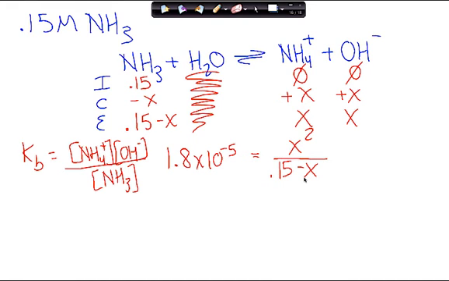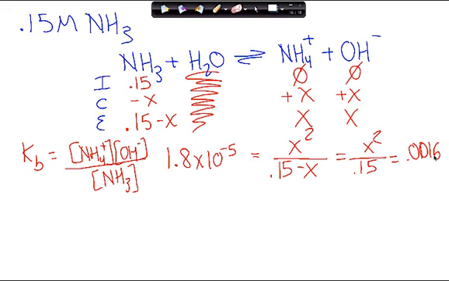Now, can we do the squiggly approximately equal to thing and get rid of the minus x? We can. How do we know? Because the Kb value is 10 to the negative fifth. That is small enough that the negative x is insignificant. So we end up with x squared all over 0.15. So we can go 1.8 times 10 to the negative fifth times 0.15 square root, and I get 0.0016. Now guys, how do we find the pH?